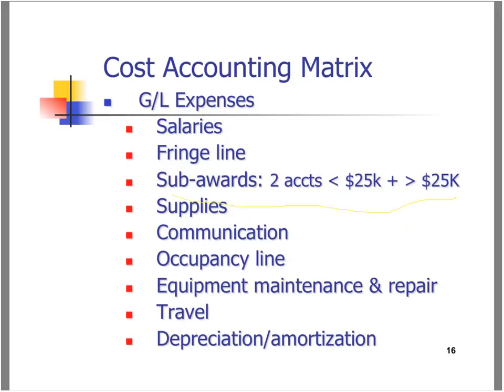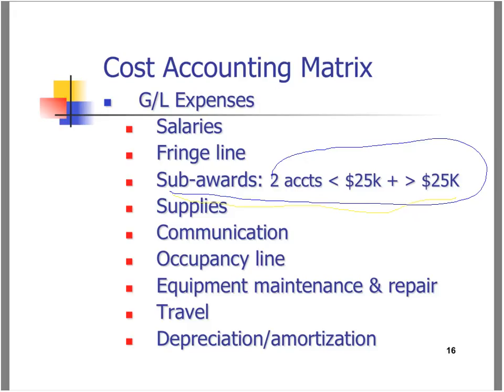Well, that becomes not included in the base. So anything, here we go, this is better. Anything greater than $25,000 over the life of the subaward or subcontract, if it's less.